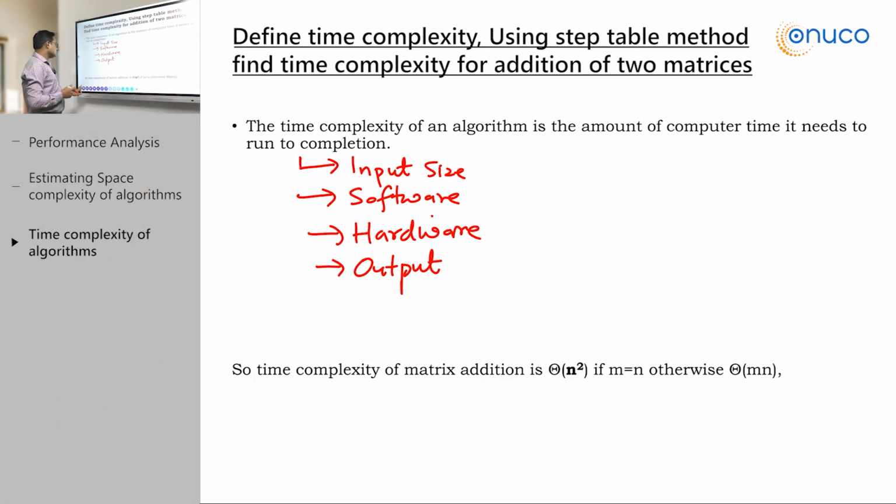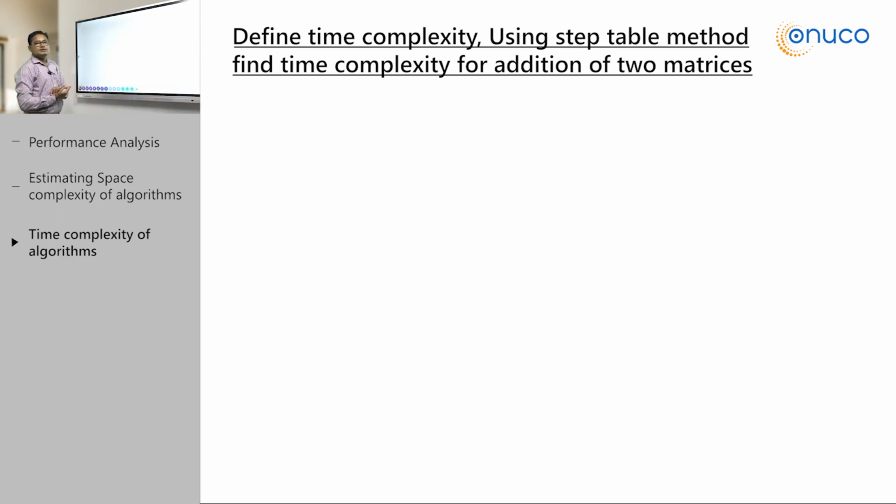So let us see that we are going to compute time complexity for matrix additions, and we are going to get theta of n square. If m is equal to n, it means it is a square matrix, then you will be getting n square. Otherwise, you will be getting mn. So let us see how to compute the time complexity for matrix addition or matrix subtraction by using a step count method or a step table method. Let us see that.